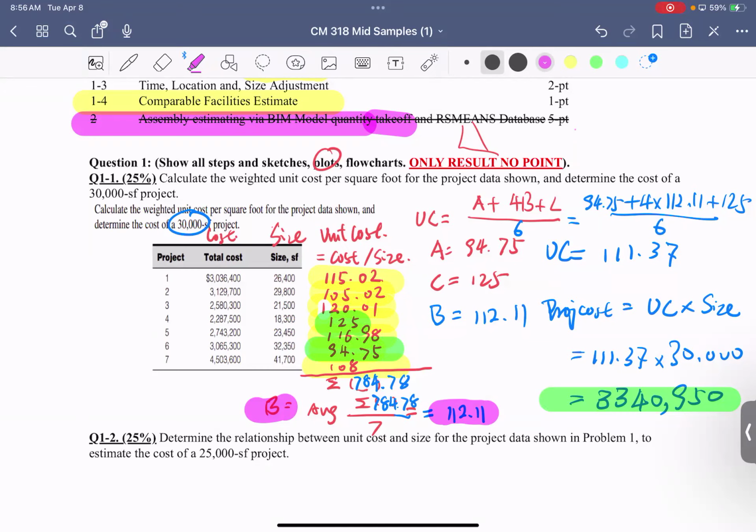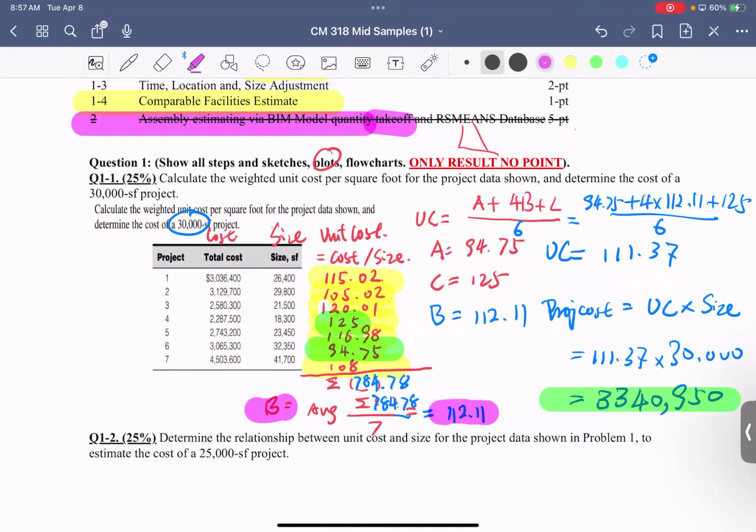All right, so any question for this question one? I think I have a different number, Dr. Young: 3,341,021.70. Oh, yeah, you're right. Is that correct now? Okay, because of the rounding up. All right, so this is for question one.